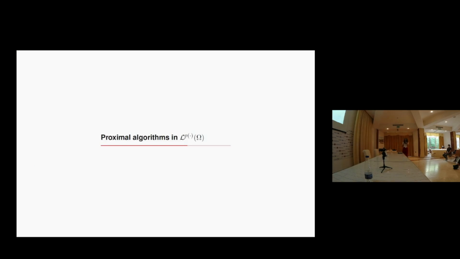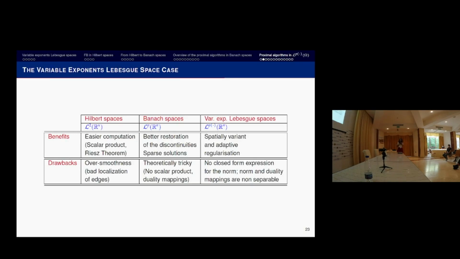Now we can move on to the proximal algorithm in variable exponent Lebesgue spaces. And again, why do we want to consider these spaces? The answer is that sometimes we need spatially variant regularization and spatially adaptive regularization. And instead of defining complicated regularization terms, we can consider an inverse problem in a different space, which for its geometrical properties has this adaptive feature itself.